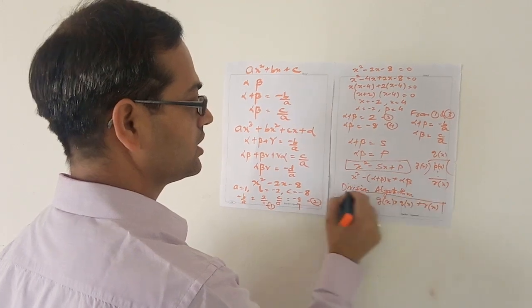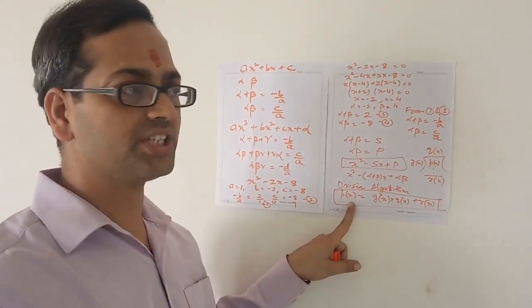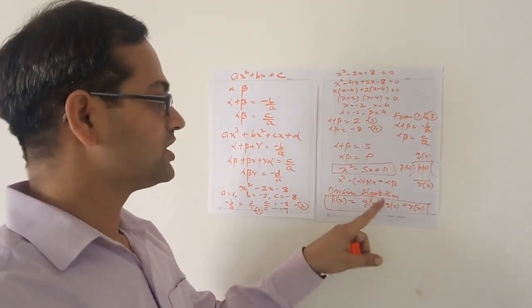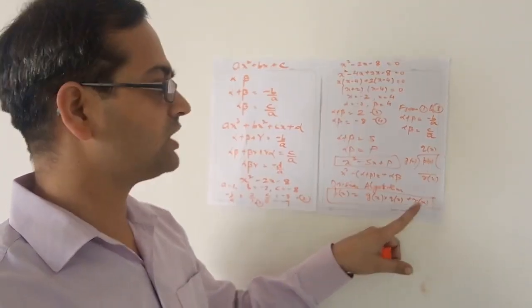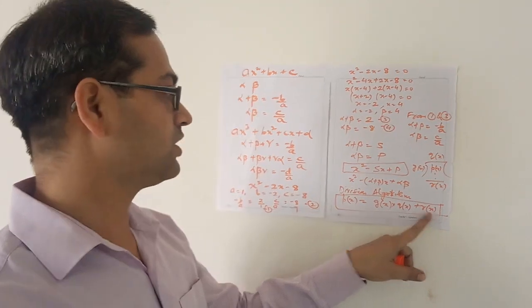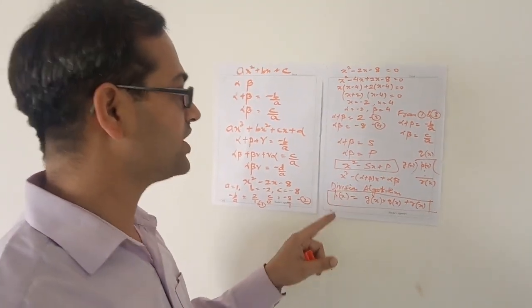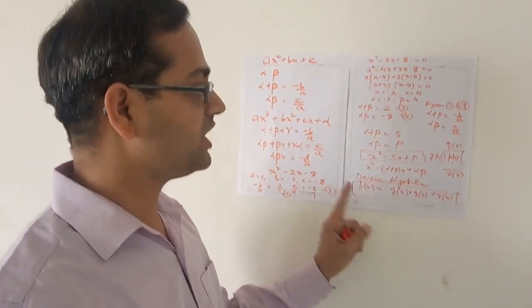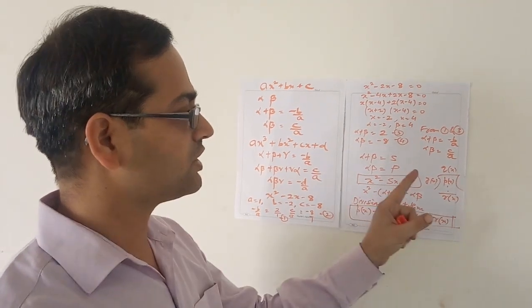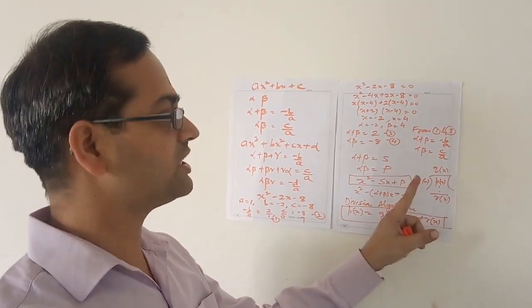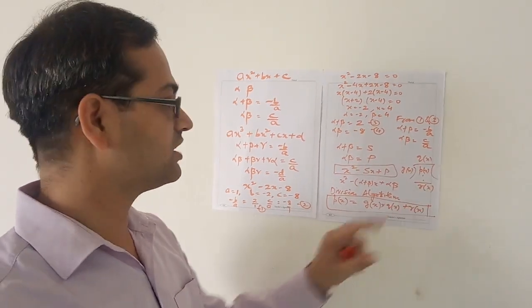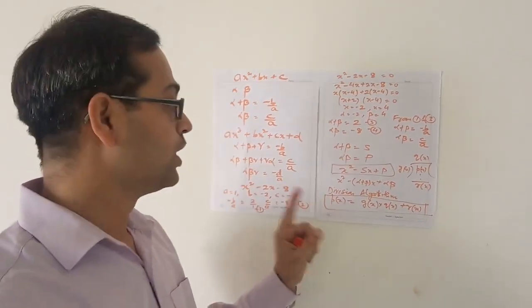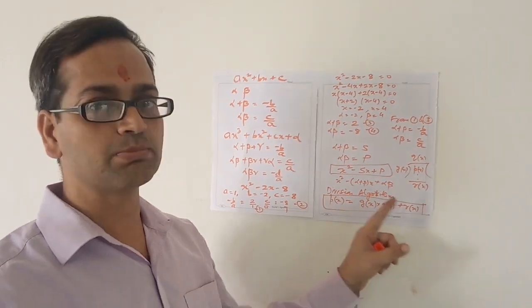The dividend polynomial, p(x), is the dividend polynomial here, g(x) is the divisor polynomial, q(x) is the quotient polynomial, and r(x) is the remainder polynomial. So the division algorithm says we are having a polynomial p(x) which is divided by another polynomial g(x). If you are dividing p(x) by g(x), the quotient is q(x) and the remainder is r(x). Then we will be having the relation as under: p(x) equals g(x) into q(x) plus r(x).